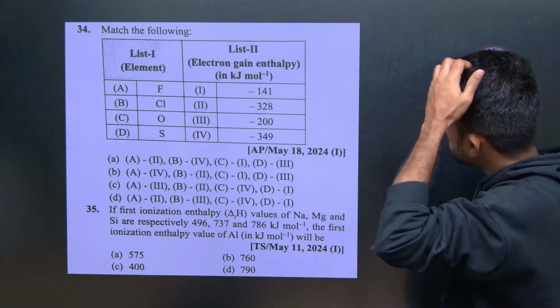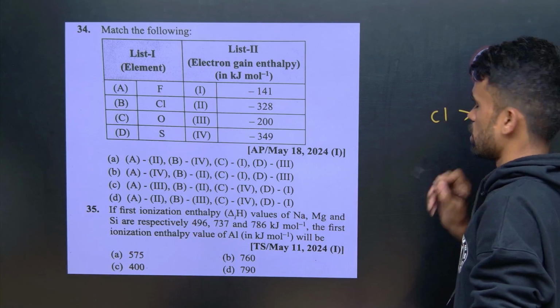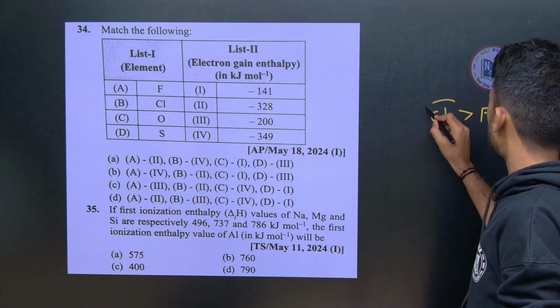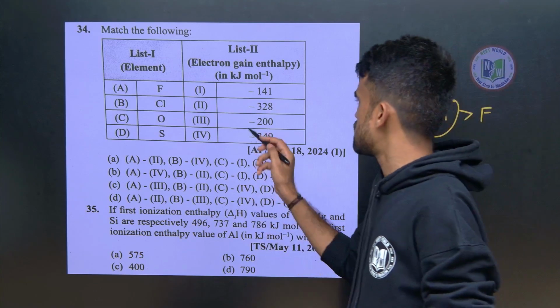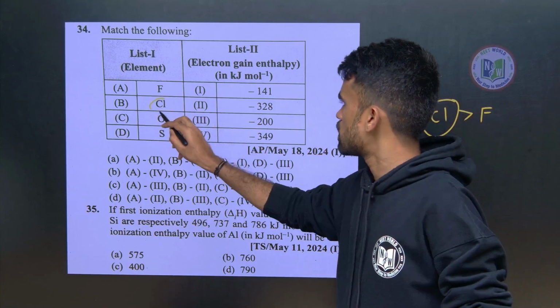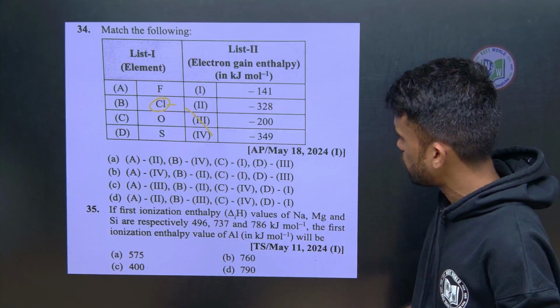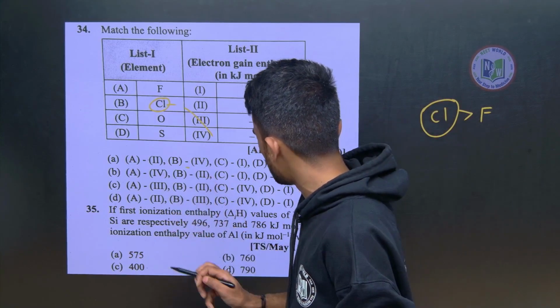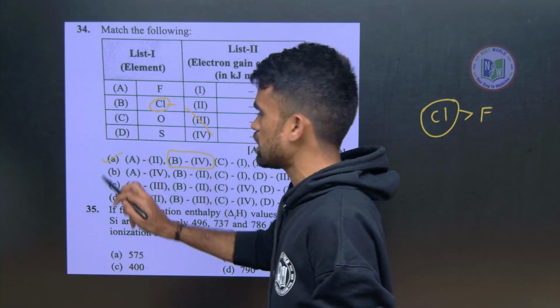In that, chlorine will have more electron gain enthalpy than fluorine. The highest electron gain enthalpy value is for chlorine in the periodic table. It means it is having the more negative value. So for chlorine, B4. Where do we have B4? Here we have B4 only in the first option, that's it. So we got our answer, directly we can choose.